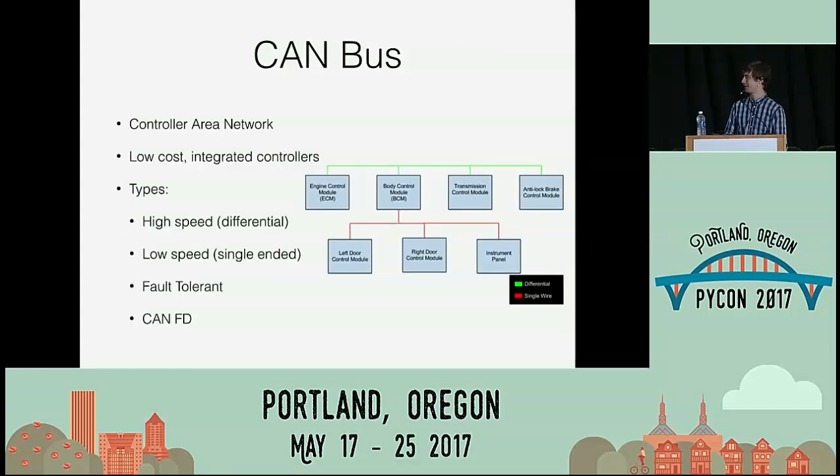So that brings us to CAN bus, and it's important to understand a little bit about this if you're going to play with cars. It's controller area network, and the reason it exists for cars is because it's cheap and the automotive industry is all about saving money.